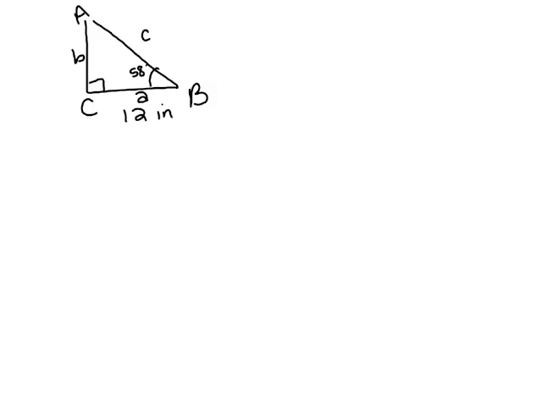So let's start by solving for angle A. Angle A plus angle B equals 90 degrees. So if angle B is 58, what does angle A equal? 90 minus 58, angle A is equal to 32.